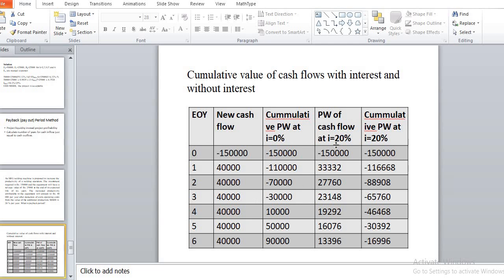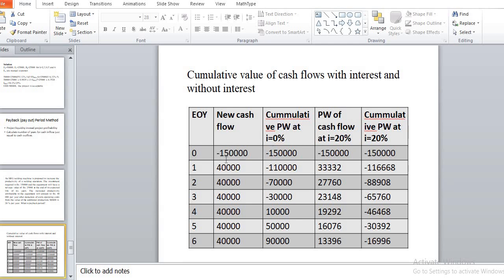So first, ignore the last two columns and concentrate on the first three columns. In this table, EOY is end of year, then net cash flow, and cumulative present worth at I equal to 0%. So first consider these three columns.